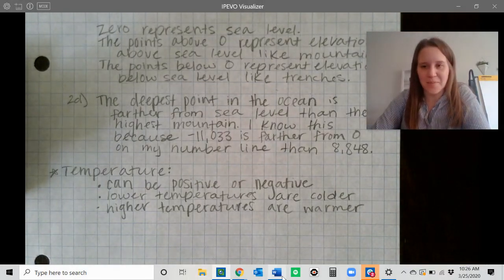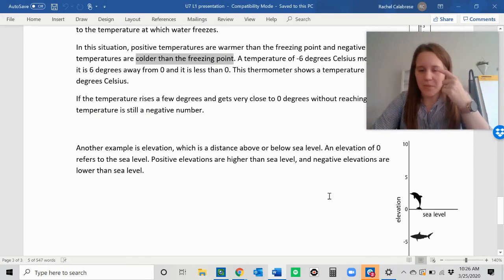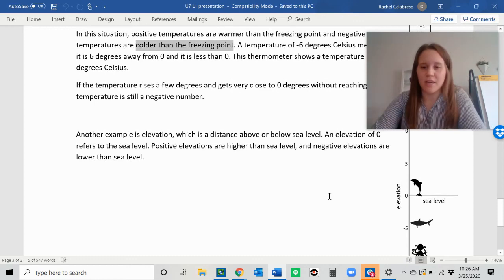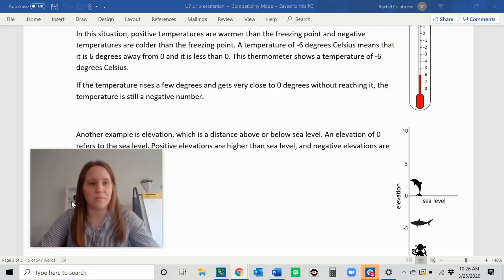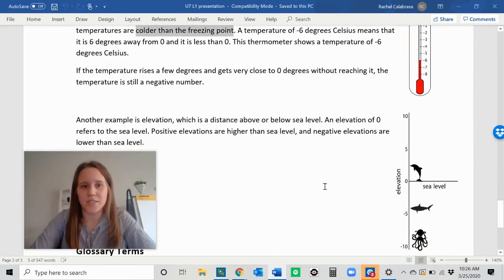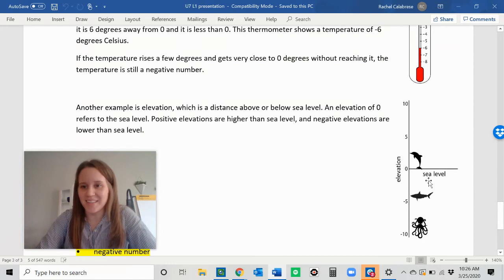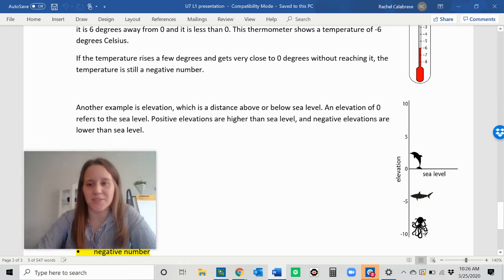Let's go back to our lesson summary. Another example, remember, of negative and positive numbers is elevation, which is a distance above or below sea level. Okay, so this is a nice little picture of sea level. Looks like this dolphin is jumping up out of the water. That's adorable. I've got a shark, and I've got an octopus that's even farther down below sea level.